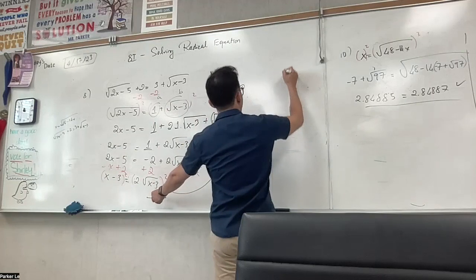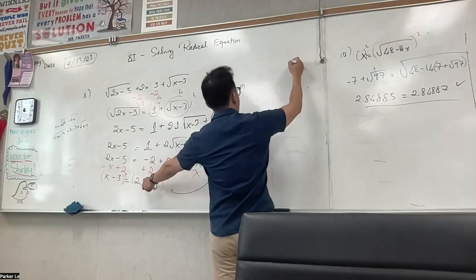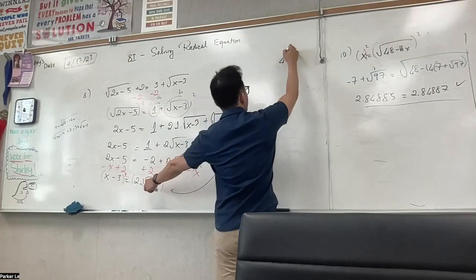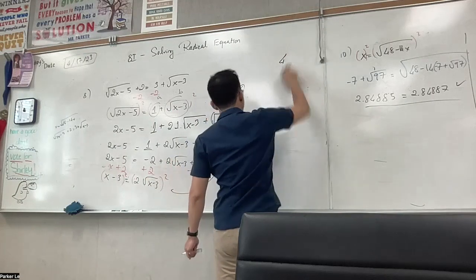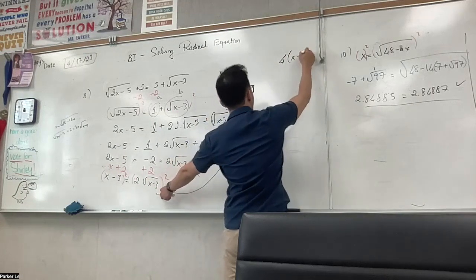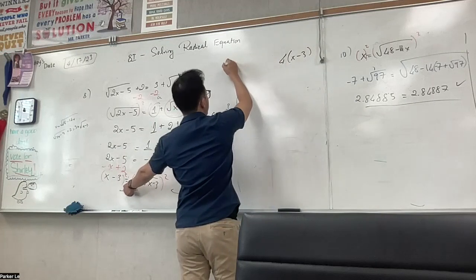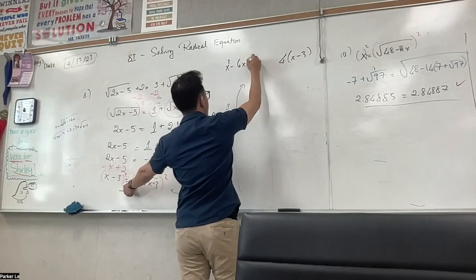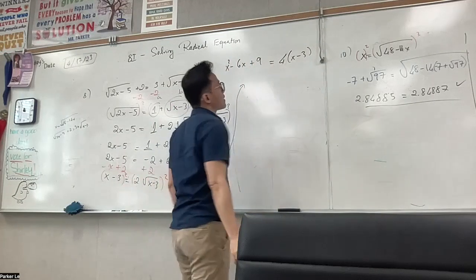On the right side, what do we have? 4 times 4 times x minus 3. What do we have on the left side? x squared minus 6x plus 9. Right, very good.